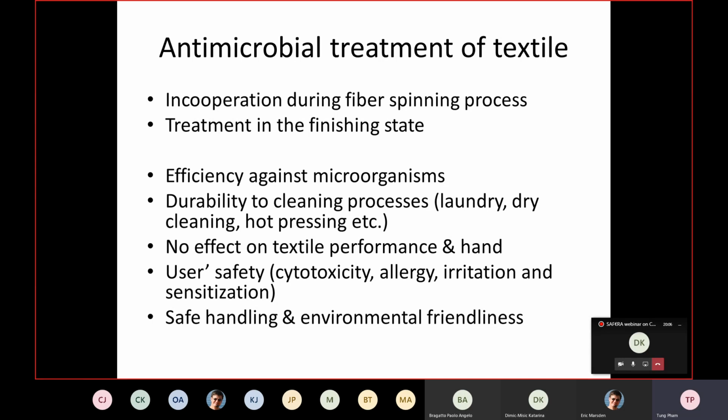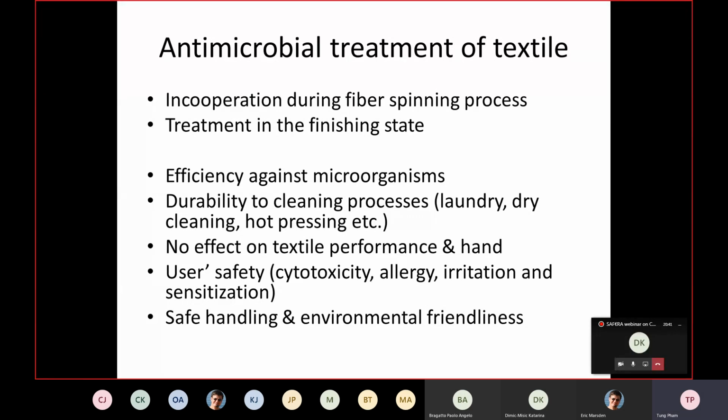We do have some basic requirements when it comes to efficiency. In textile, of course, we need to have very high efficiency in antimicrobial effectiveness, but it also needs to suit the textile processing, for example dyeing and finishing. It has to be able to resist processes like laundering, dry cleaning, and hot pressing. That means it needs to have a certain durability.